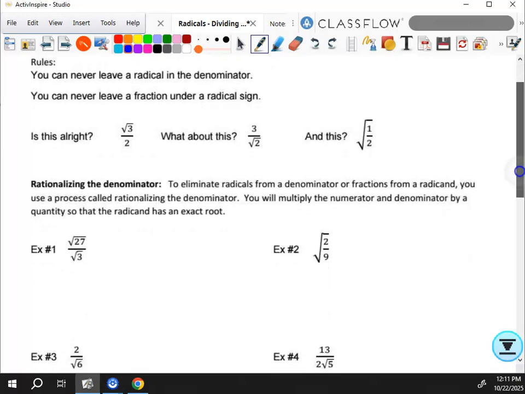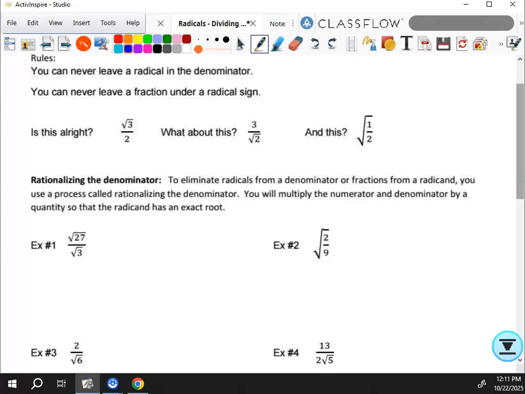Okay, so if you remember your rules, you can never leave a radical in the denominator, and you can never have a fraction under a radical sign. So is this situation right here okay? Yes, this is fine. What about this? No, can't do that. Can't leave it like that anyway, right? Can I leave an answer like this? No, okay? Can't leave a fraction under the radical sign either.